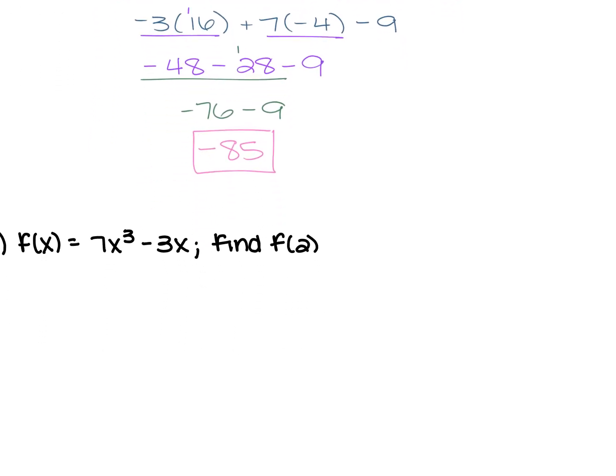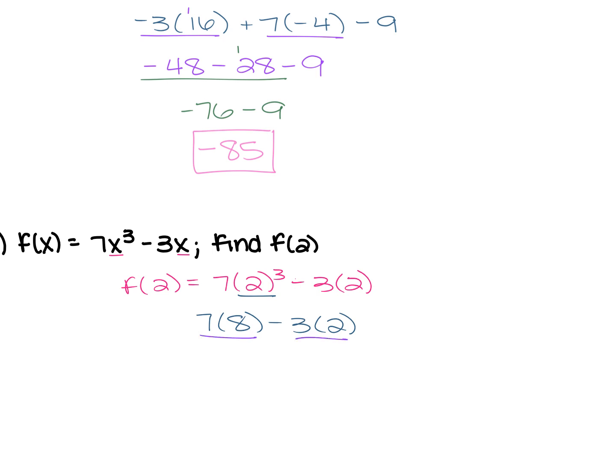For number 9, you have f of x is equal to 7x cubed minus 3x. You're finding f of 2. So again, we're going to plug in that 2 anywhere we see an x and then simplify. So that's going to give us f of 2 is equal to 7 times 2 cubed minus 3 times 2. Simplify that 2 cubed first. 2 times 2 is 4, times 2 is 8. So that's 7 times 8 minus 3 times 2. From here, multiply. Your 7 times 8 is 56. The negative 3 times 2 is negative 6. So that's 56 minus 6, which gives us 50.